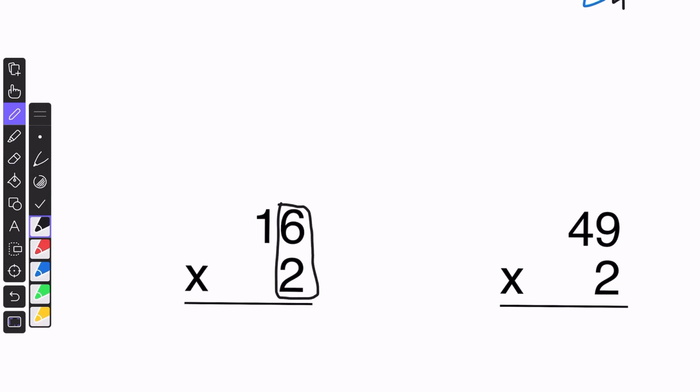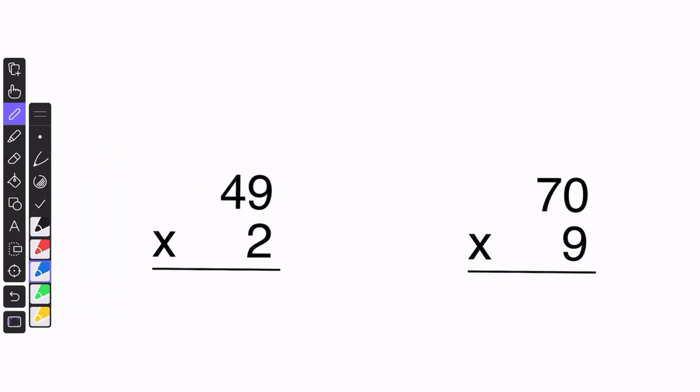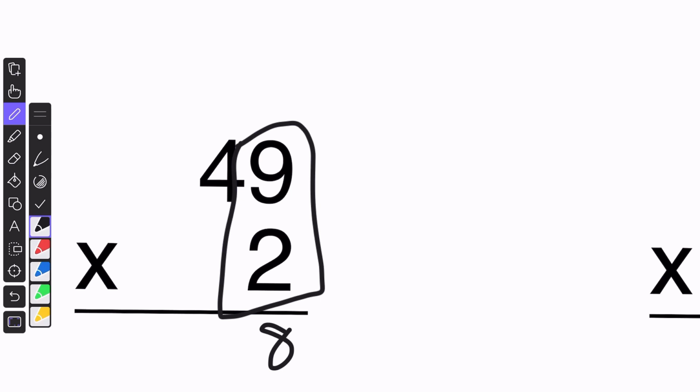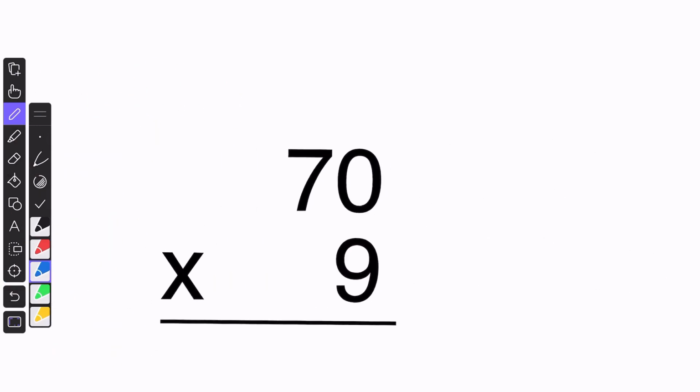Step 1, 6 times 2 is 12. We're going to carry the 1. Step 2, that's 1 times 2, which is 2, plus our 1 up here, which is going to be 3. So that's 32. Step 1, 9 times 2, that's going to be 18. We're going to carry the 1. 4 times 2, which is 8, plus 1, which is going to be 9, 98.